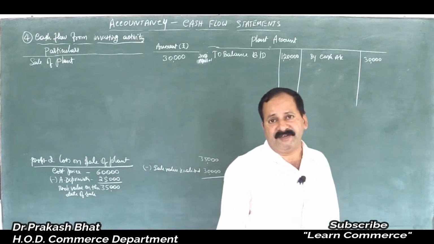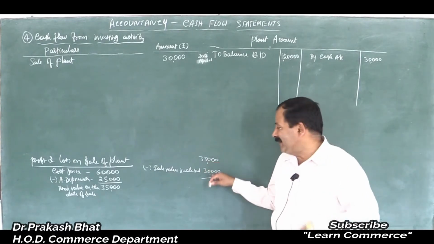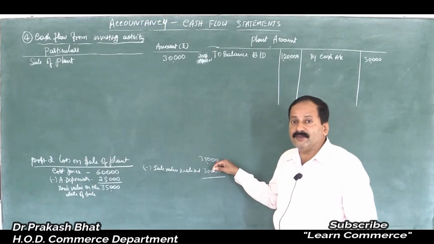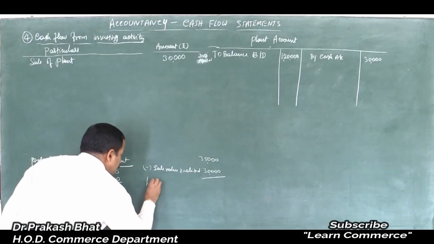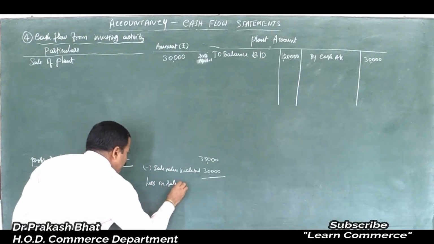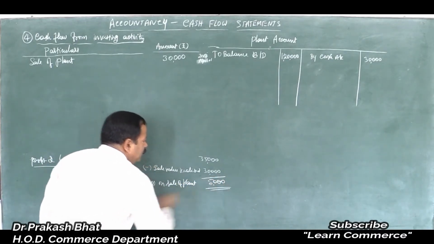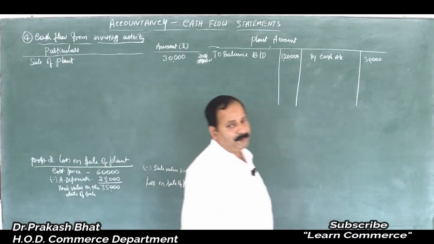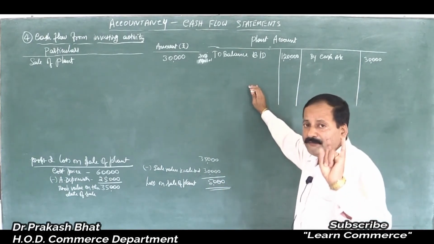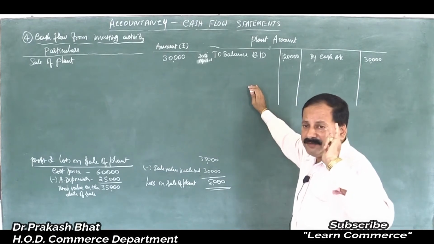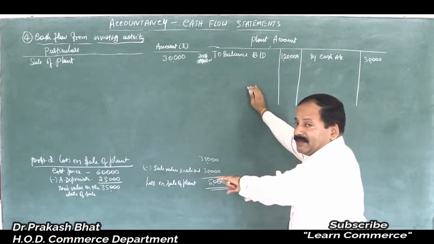Whether there is profit or loss, friends? There is a loss because 35,000 worth of plant is sold for rupees 30,000. The value on the date of sale was 35,000, but we have sold it for rupees 30,000. So there is a loss on sale of plant of rupees 5,000. This is how you have to calculate. Now, whenever there is a loss on sale of any asset, that should be debited to the statement of profit and loss. Am I correct? So the journal entry is: statement of profit and loss debtor to plant account.